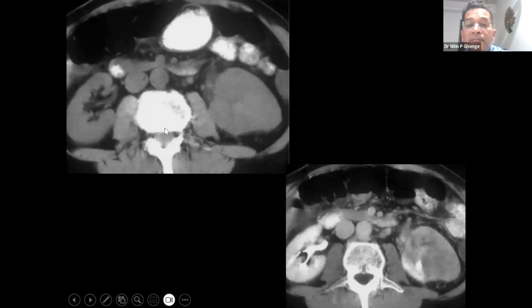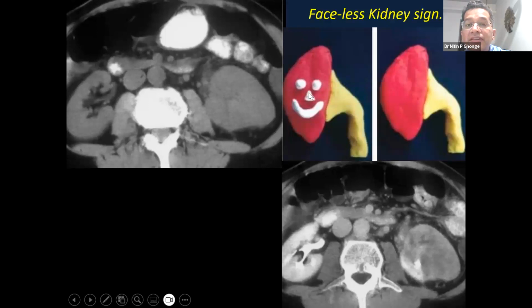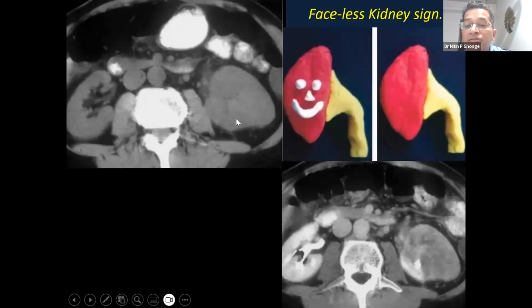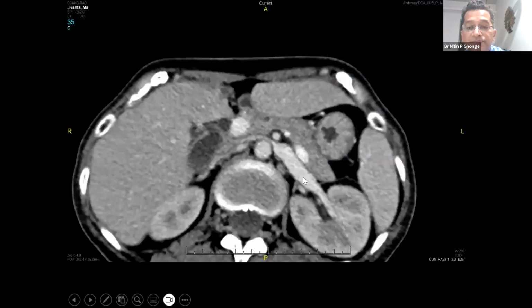This is a normal right kidney, normal renal hilum. On the left side, you don't see the hilum because the hilum is all effaced. This is called faceless kidney on the left side. So this is a faceless kidney, and the cause is either TB or lymphoma. Whenever there is a faceless kidney, the cause can be TB or lymphoma.